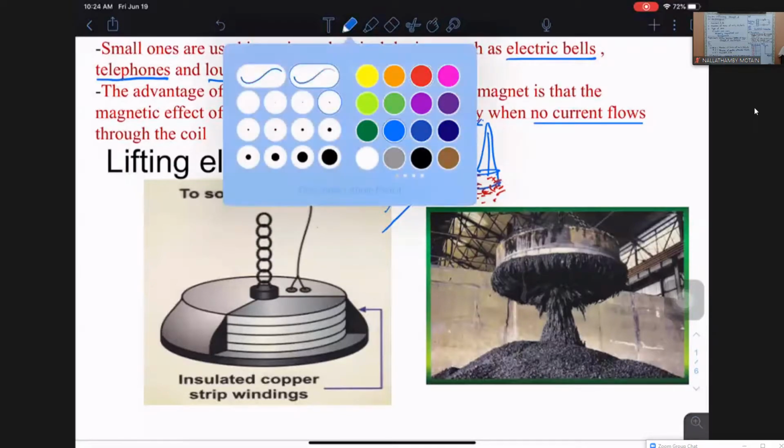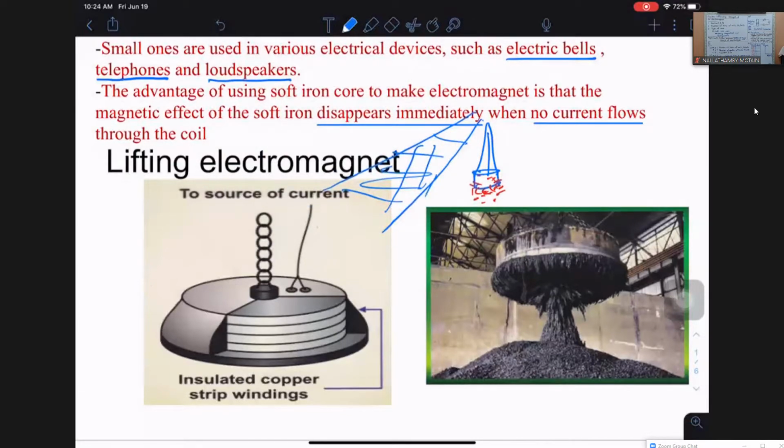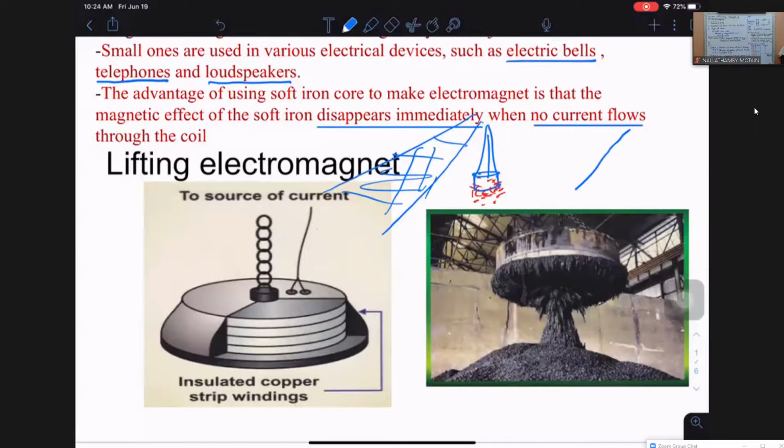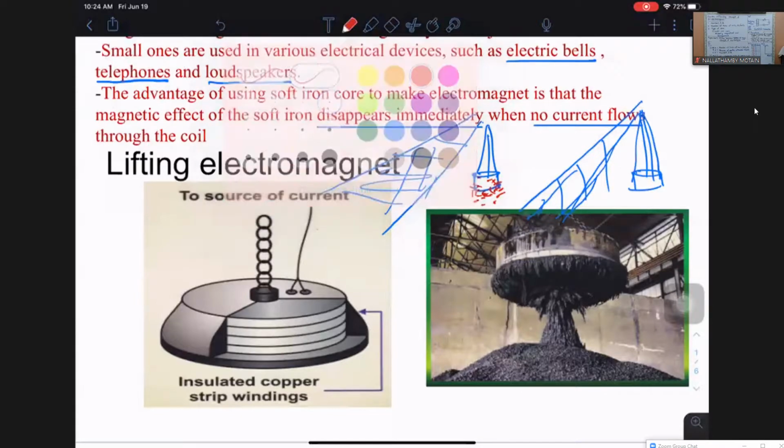Then the second one, when the current is switched off. Let's say this is an electromagnet after the current is switched off, with a crane. Let's say some of the metals are still attached, still attracted. That means it is not a good electromagnet. Why? Because it cannot lose its magnetism. So don't choose this. Let's say this is arrangement P.